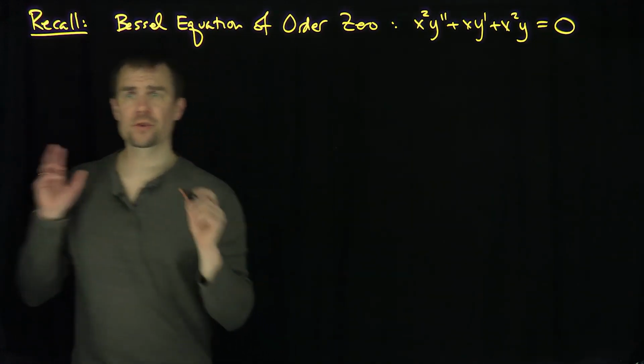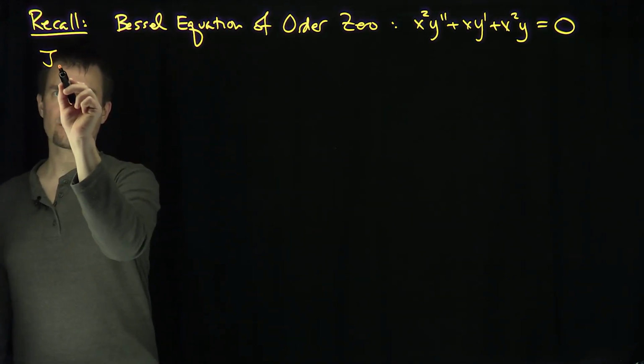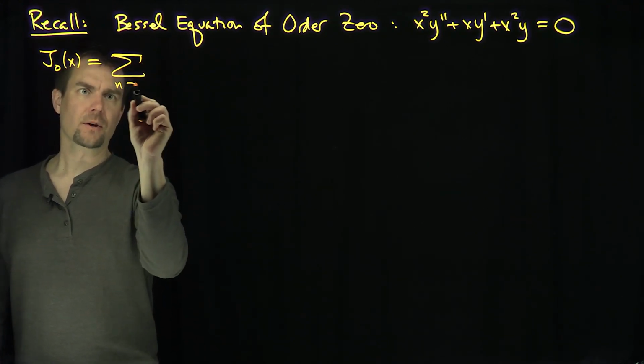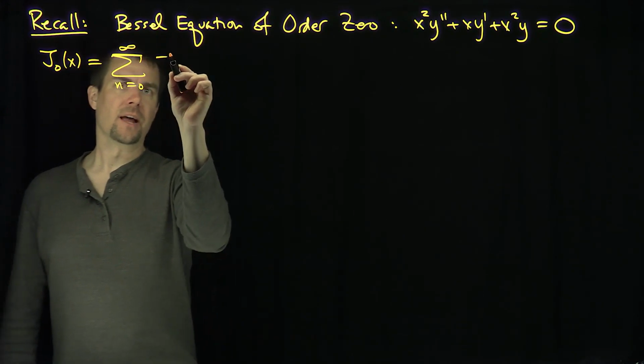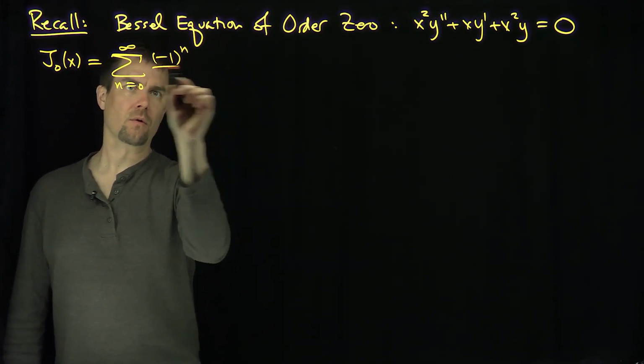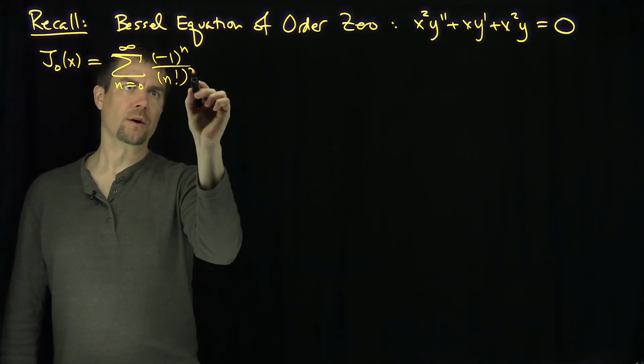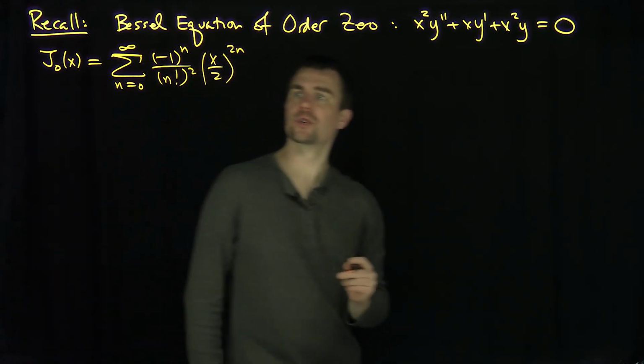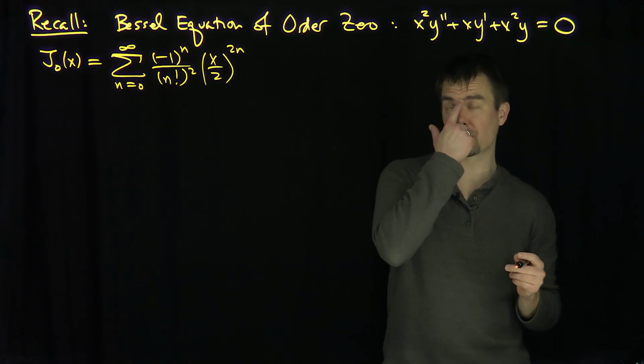And in the previous video, we constructed one solution to this. One solution, J0 of x, was the sum, n goes from 0 to infinity, of negative 1 to the n over n factorial quantity squared, x over 2 to the power 2n. We would like to find the other linearly independent solution.